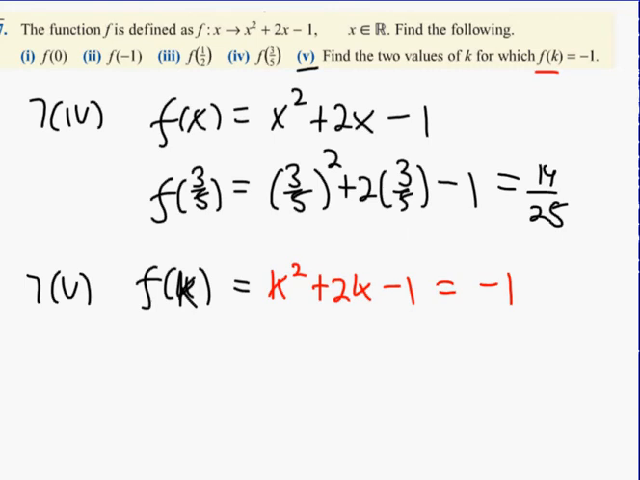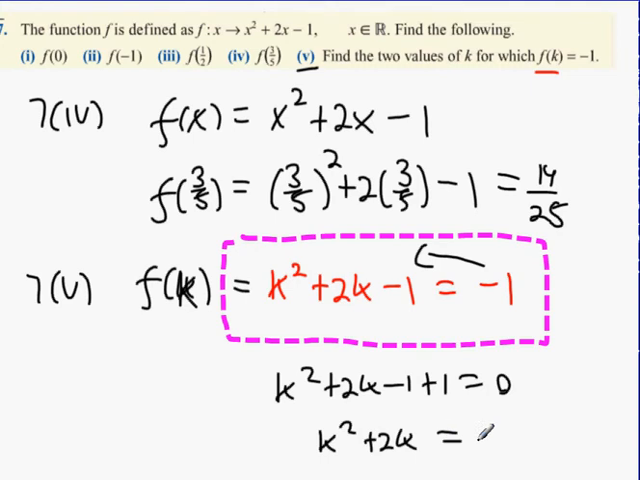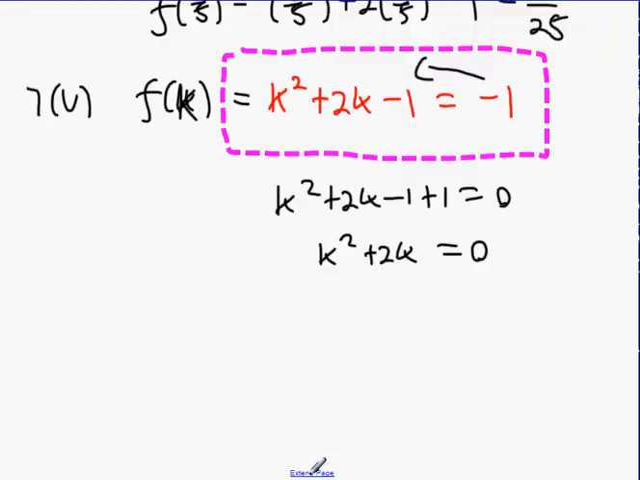Now, what type of equation is this here? Or nearly, what type of equation will it be? Bring over the minus 1 and what happens? Yeah, minus 1 plus 1 equals 0. K squared plus 2k equals 0. Happy enough with that?